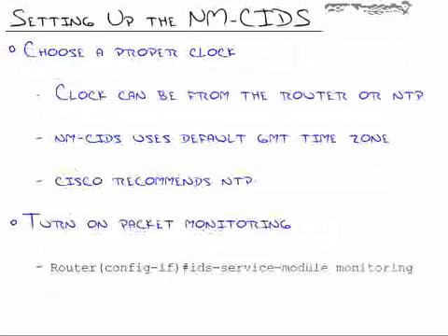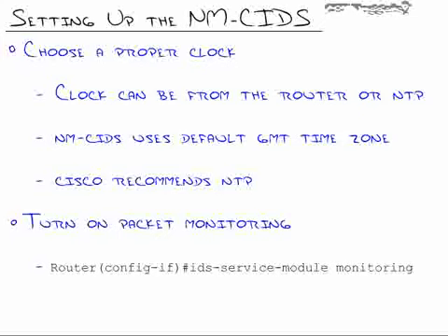Now we come to the third part, setting the clock on the network module. I know it sounds simple, but this is actually a really big piece. And remember, the clock is essential to your IDS because that's what it marks all of its alerts with. So when you're trying to track something and figure out what time something happened, you're going to need to know the clock is accurate.